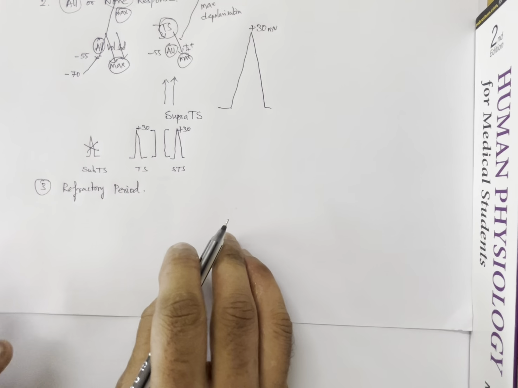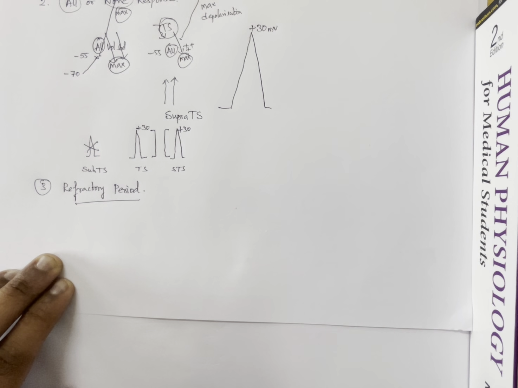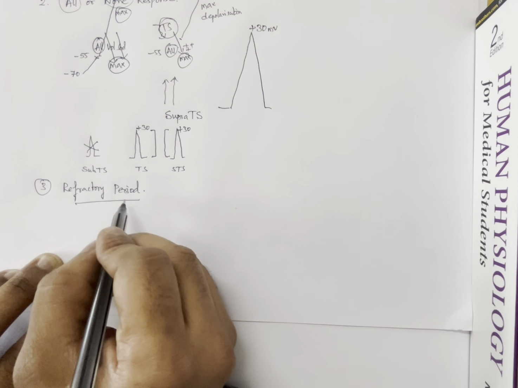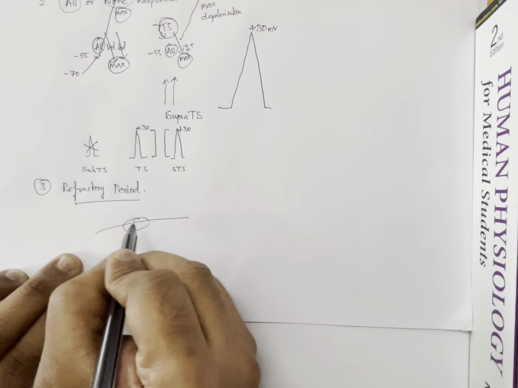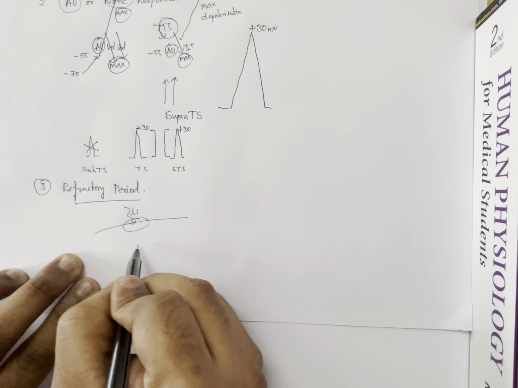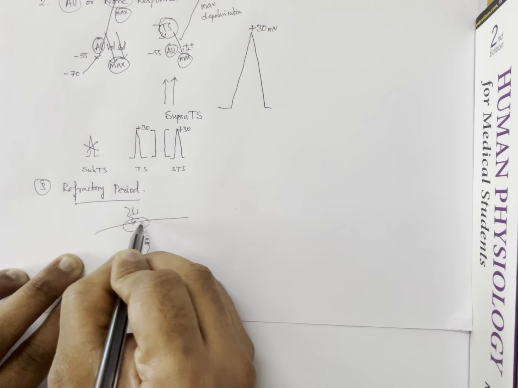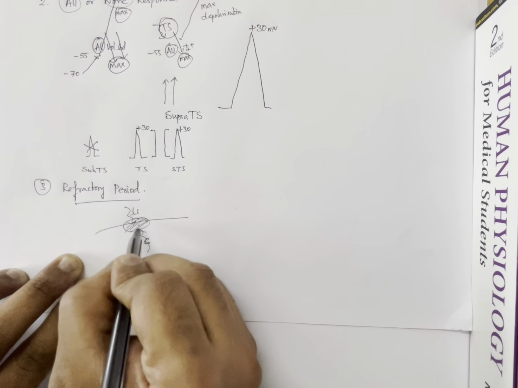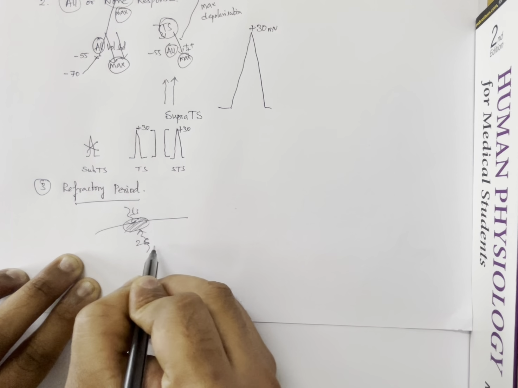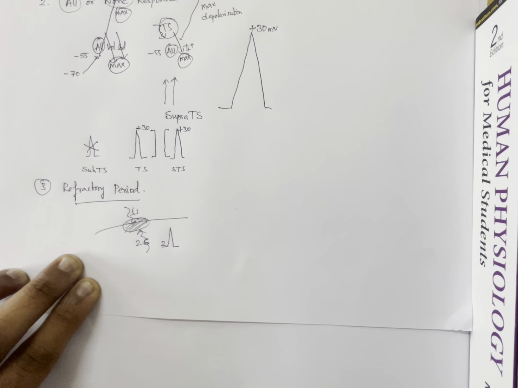What is refractory period? Refractory period is nothing but the time interval where the cell membrane which has already responded to first stimulus will not respond to the second stimulus. If you give the second stimulus to the area which is already acting, there won't be generation of second action potential, that is refractory period.